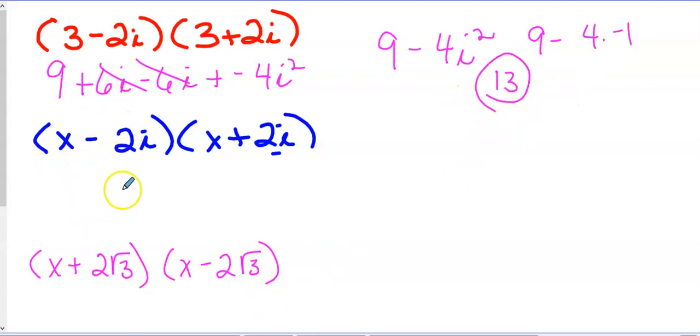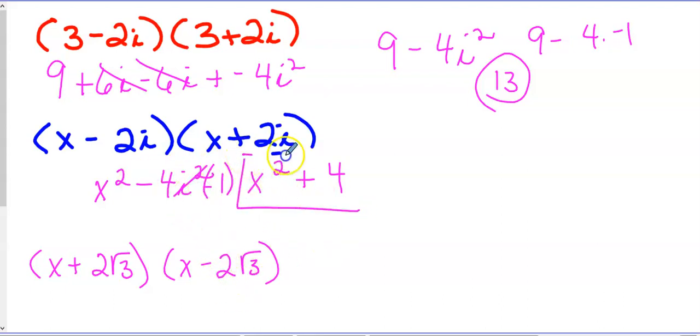All right, let's look at this one. Again, I'm not dealing with the middle terms. I'm going to do the first terms, x squared minus, and then 4i squared. So that would be x squared plus 4, because it's minus 4 times negative 1, which is minus negative 4. So this would be the simplified version or the standard form of that one.